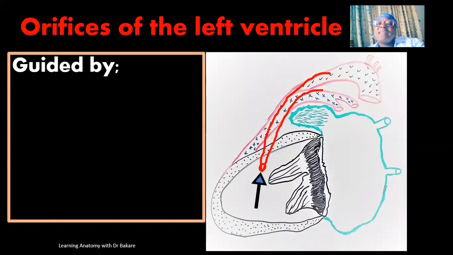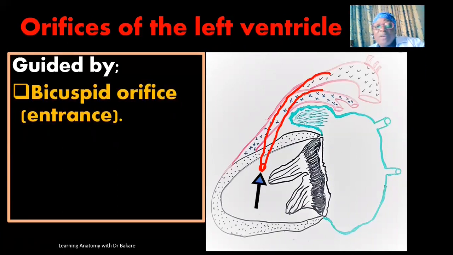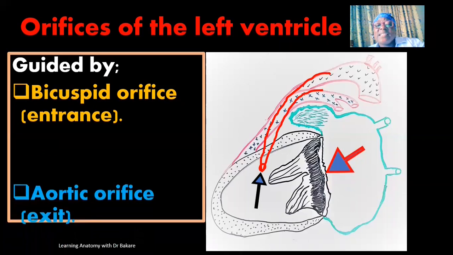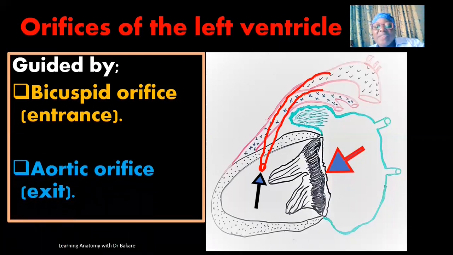So let's also add the orifices of the left ventricle. By now, we should know that the orifices of the left ventricle are two. We have the bicuspid orifice. The bicuspid orifice is guarded by the bicuspid valve, and this is seen at the entrance of the left ventricle. And this is the bicuspid valve here. Then another orifice is the aortic orifice, and this is the aortic orifice here, also arrowed in blue. This aortic orifice is guarded by the aortic valve, and this is seen at the exit of the left ventricle.